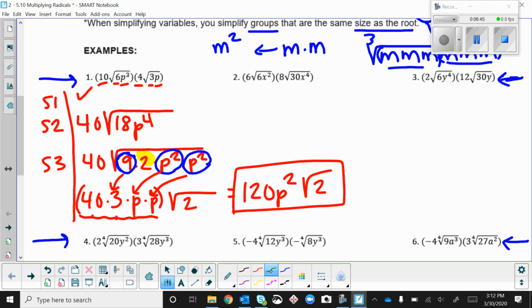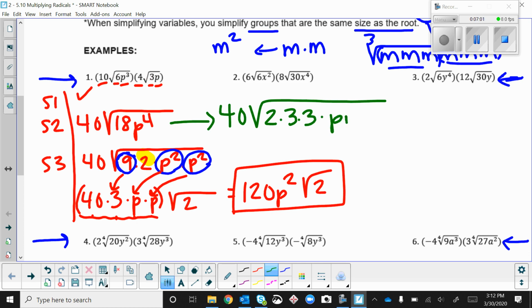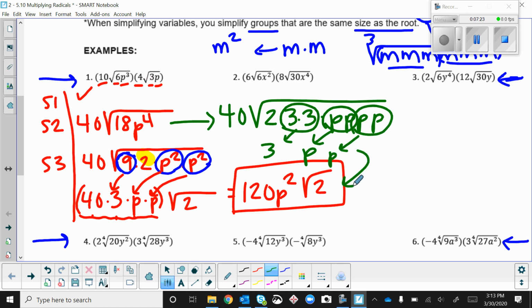If you were doing a full-on factor tree here, from this step, it would look like this. 40 times 18, which is 2 times 9, and 9 is 3 times 3, and then 4 p's. And you would be looking for groups of 2 because you're taking a square root. And so here's a group of 2 that comes out as 3. Here's a group of 2 that comes out as 1p. And then here's a group of 2 that comes out as 1p. Okay, and then you would get here next from that step.